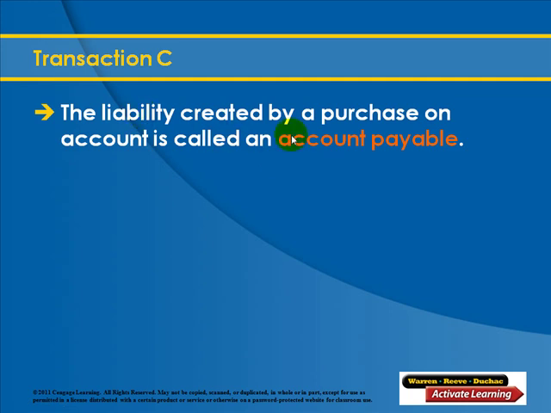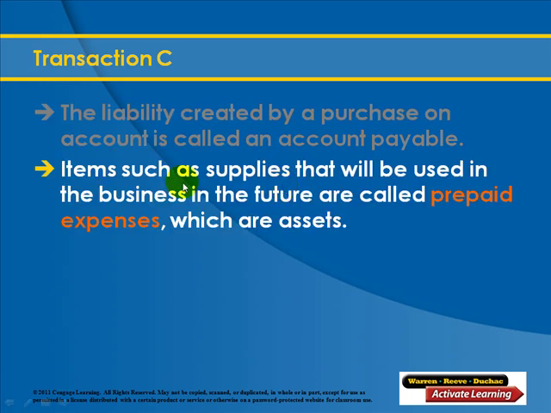The liability created by a purchase on account is called accounts payable. This can be worded as purchase on account, agreed to pay at a future date. Items such as supplies that will be used in the business in the future are called prepaid expenses, which are considered to be assets. So I want you to think of supplies in the same manner as what we will talk about in prepaid insurance. Prepaid insurance is another prepaid expense, and we call these assets. Don't get caught up in the word expense. What you need to be paying attention to is the word prepaid. Prepaid indicates it is an asset.